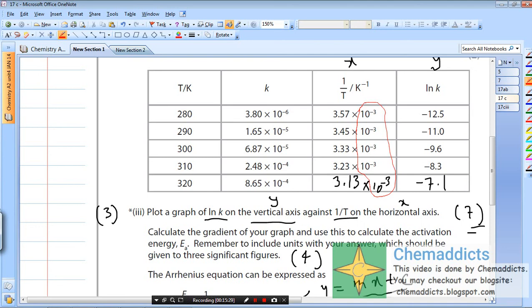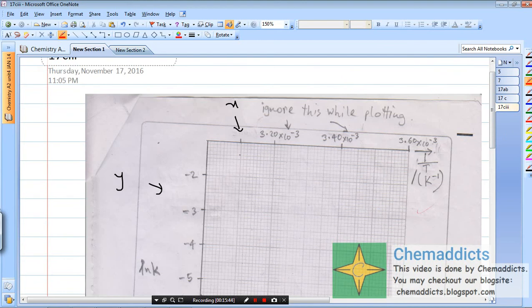Okay, so we need to mention it in the graph, but we may ignore it while plotting, while we are doing the calculation. Let us see how we should ignore it and plot the graph. Since this whole thing is 10 to the power minus 3, we may calculate this as 3.20, this as 3.40, and this as 3.60 as a whole, since 10 to the power minus 3 is common in all points.